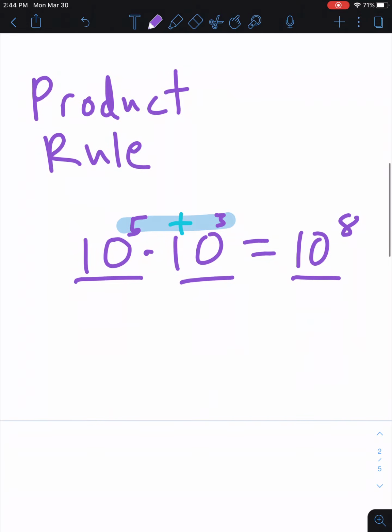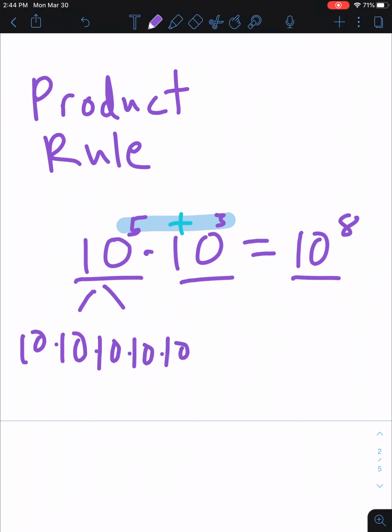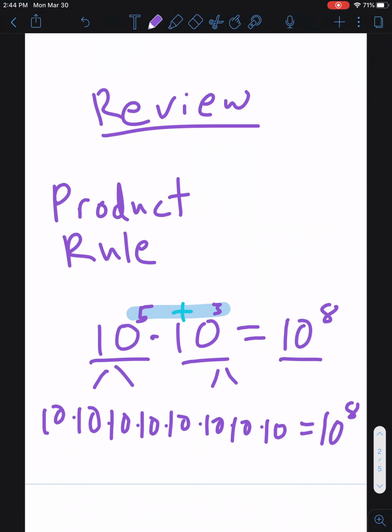Now the reason this works is because if we wrote all these out, 10 times 10 times, this is so many tens. 10 multiplied by itself 5 times, multiplied by 10 multiplied by itself 3 times, is going to get you 8 tens. So when in doubt, you can always write this rule out. If you want to take a picture of that or pause the video, these are the notes. This is the stuff to have. You're good to go.